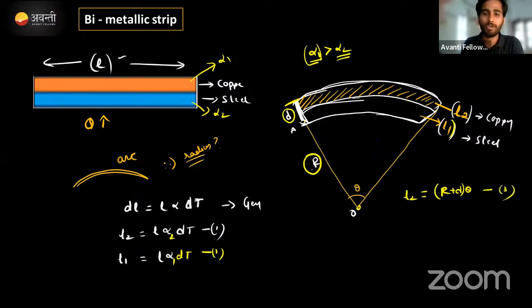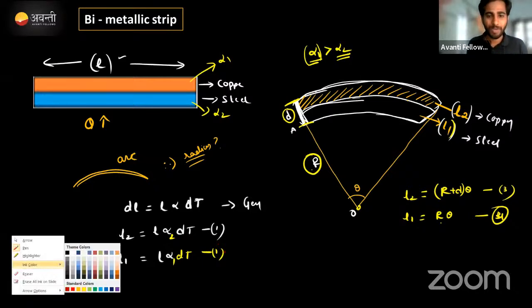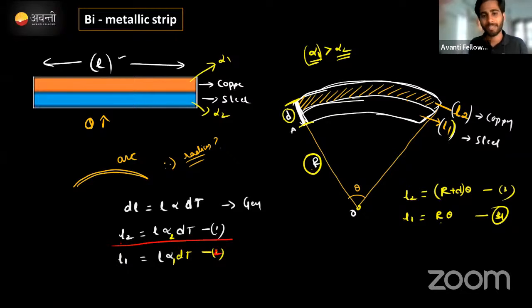Next, similarly we have to find L1. L1 means up to this point only. Up to this point, the value of L1 will be R into theta. I will call this equation number 4. Equation number 4 is done. Clear, no? Actually our aim is to find the value of R. We have to find the R value. That's why look what I am doing here: equations 1 and 2, I divide them. I am dividing. On dividing, L cancels with L and dt cancels with dt.